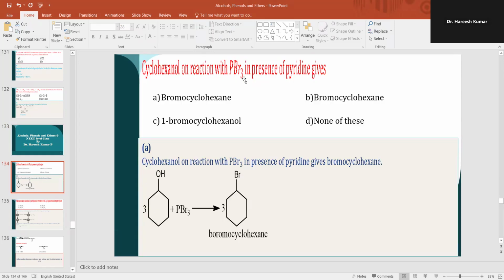Cyclohexanol on reaction with phosphorus tribromide in presence of pyridine gives. You know that phosphorus tribromide is a brominating agent. It will convert cyclohexanol to bromo. So, bromocyclohexane is the product. That means it's option A.